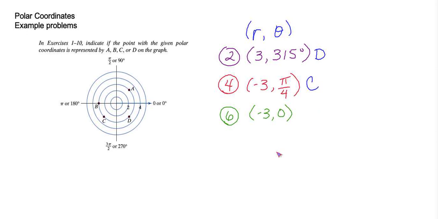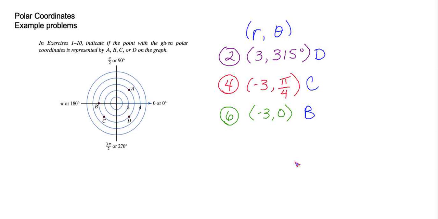Then for number 6, negative 3, 0. That means my angle is 0. So the terminal side is the positive x-axis. But negative 3 means I'm going the opposite ray from the terminal side, which would be this direction, to the left 3. So that's where we find B.